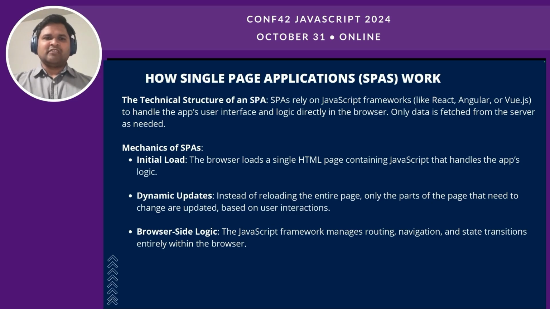Let's talk about how SPAs load data. In the initial load, when a user first visits the SPA, the browser downloads a single HTML page and associated JavaScript files. These include all necessary code for the application's layout, structure, and initial logic. Then dynamic updates: instead of reloading the entire page when the user interacts, for example clicking on a link or submitting a form, only the specific part of the page that needs to be changed is updated. This could involve fetching new content from the server without disturbing the rest of the page.